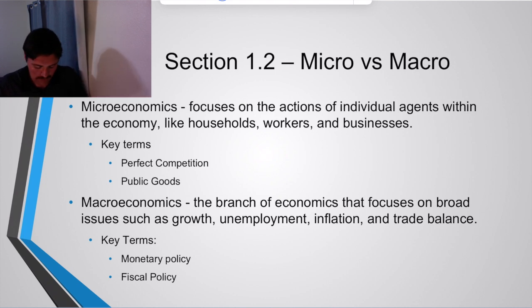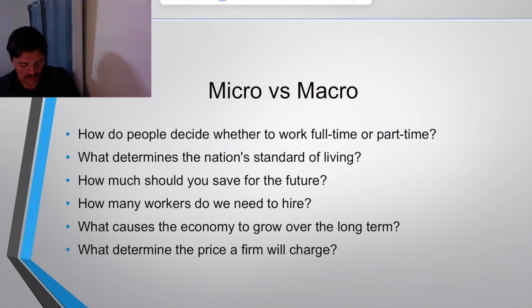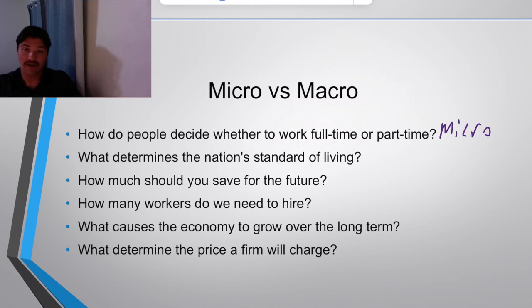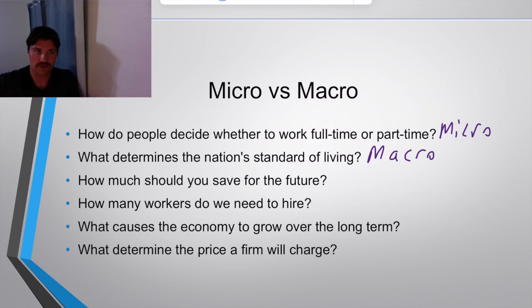Okay, so let's look at some examples here of what the difference would be. The first one would be how people decide whether to work full-time or part-time. So to see how that's an individual person making a decision, that's a microeconomic topic. How a nation determines standard of living, that one, again, you're looking at how a nation is trying to grow itself. So it's a broader topic. So that one's going to be macro. The next one would be how much you save for the future. So it's, again, your individual choice. So that's going to be micro.